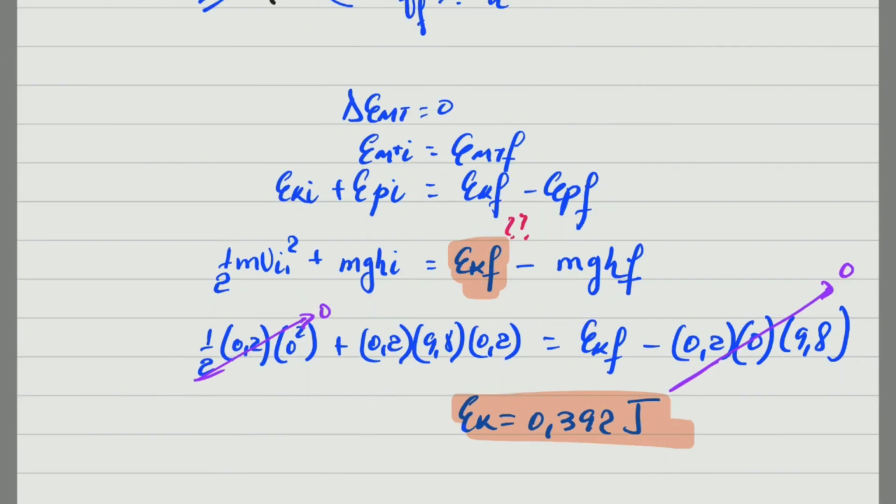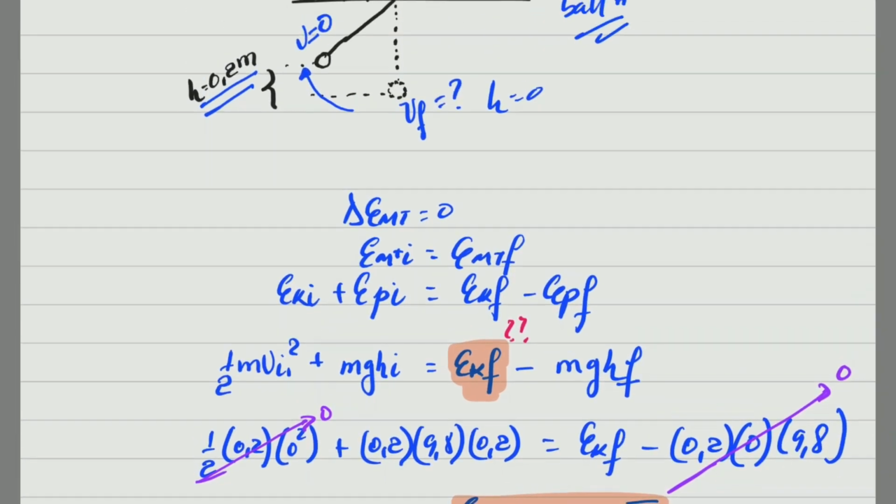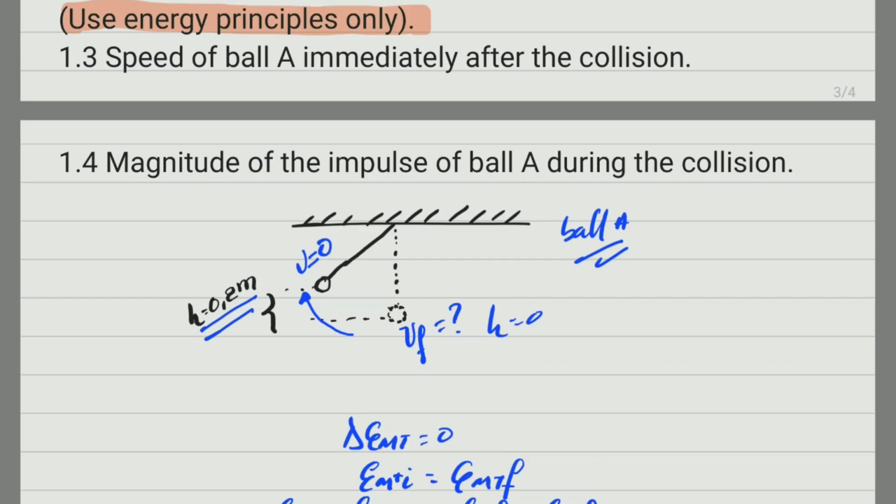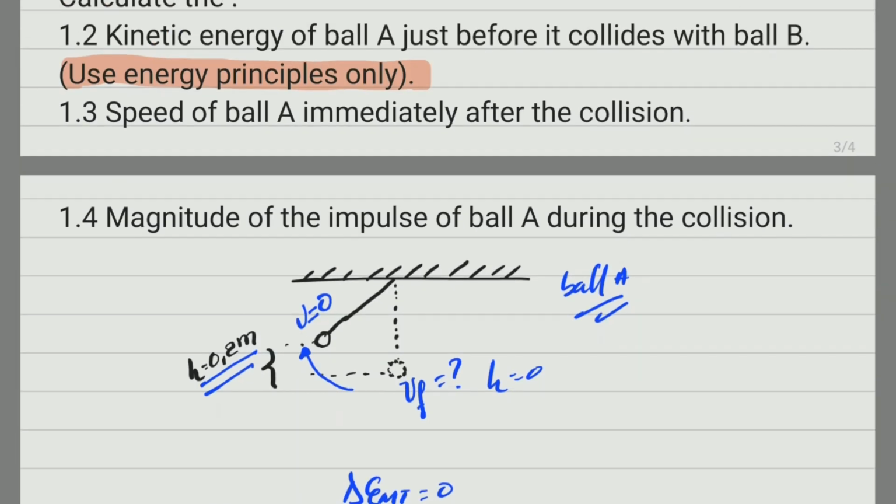And that is the answer for the first question. They asked the kinetic energy of ball A when it reached that specific point, which is just before it hits ball B. Now they also ask you to calculate the speed of ball A immediately after the collision.